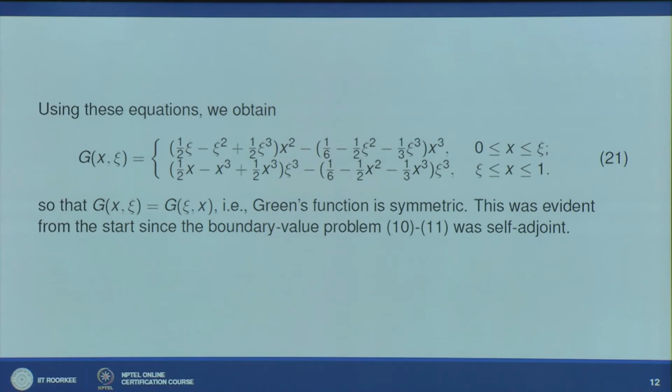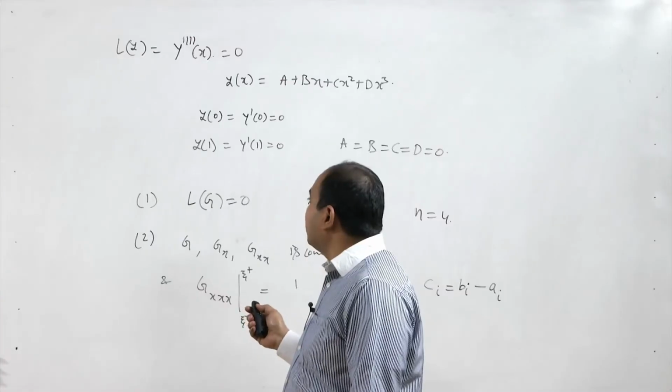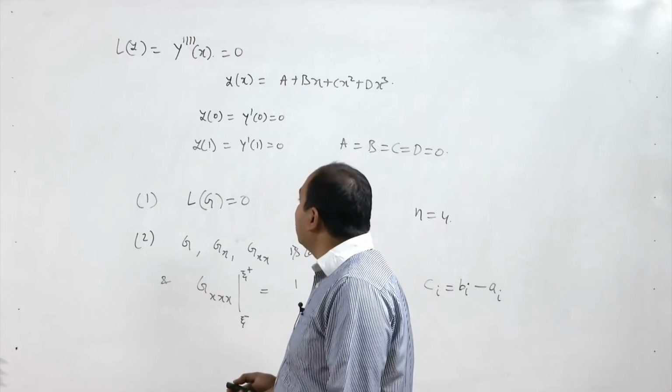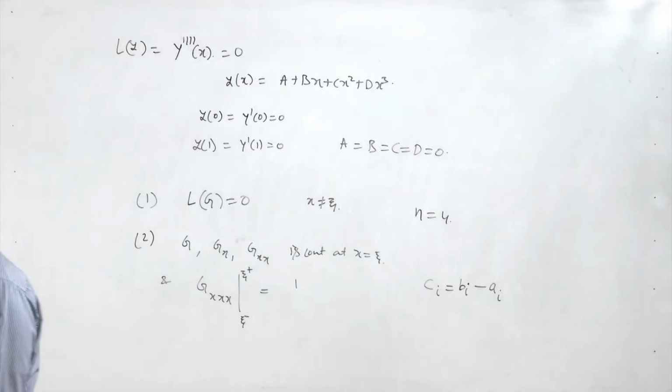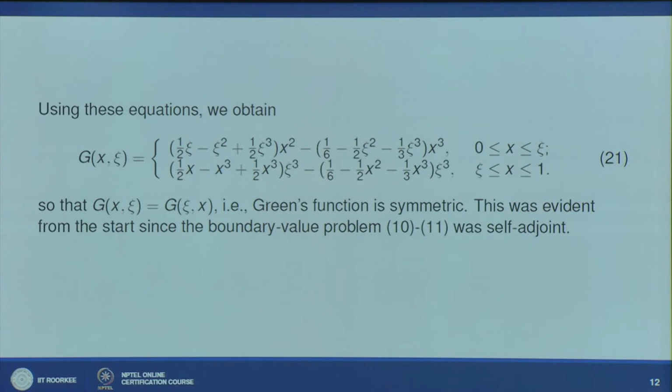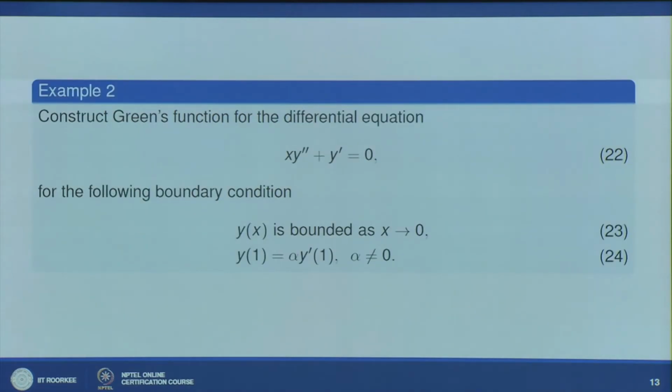And here we can note that G(x, ξ) is the same as G(ξ, x). So it means that this Green function is a symmetric Green function, and this is quite clear because we have taken the operator y fourth derivative, d4 by dx4, and it is a self adjoint operator. So the Green function is going to be a symmetric Green function. Okay, now let us consider another example.